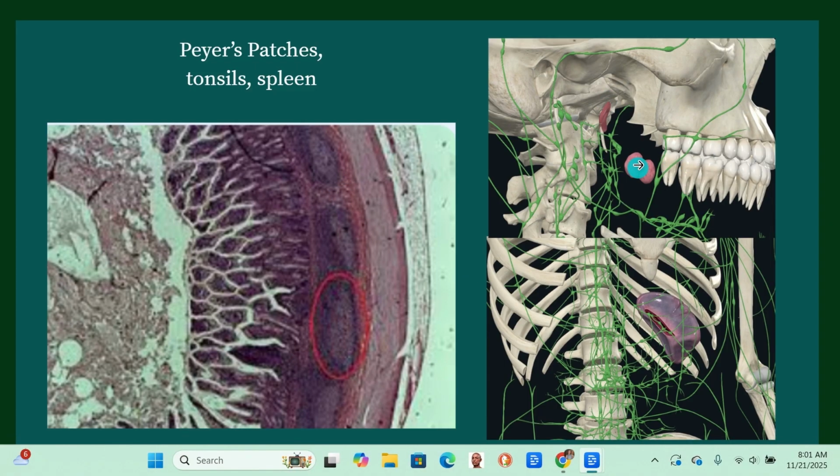Then we have the tonsils here in this image. So there's palatine tonsils, and then there's, I can't remember what these are called, but it doesn't really matter for the MBLEx. But yeah, we've got a few different sets of tonsils inside of the back of our mouth. And then there's this spleen inside of the chest cavity.